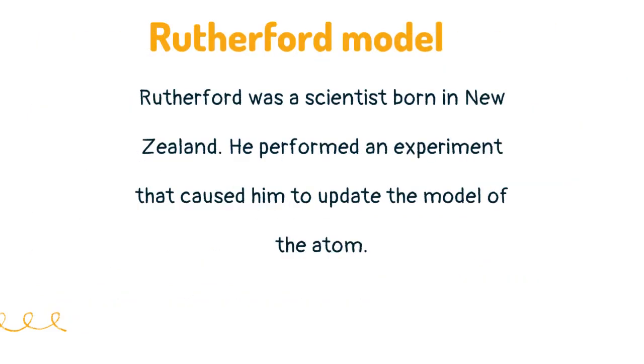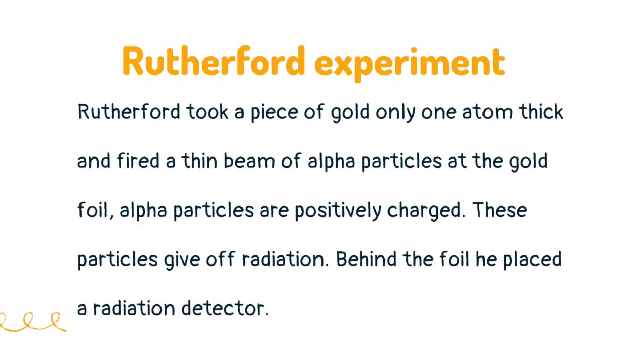Rutherford was a scientist born in New Zealand. He performed an experiment that caused him to update the model of the atom. Rutherford took a piece of gold only one atom thick and fired a thin beam of alpha particles at the gold foil. Alpha particles are positively charged. These particles give off radiation. Behind the foil he placed a radiation detector.